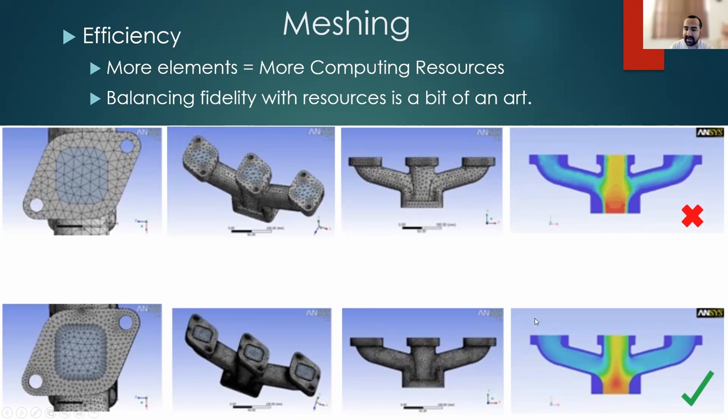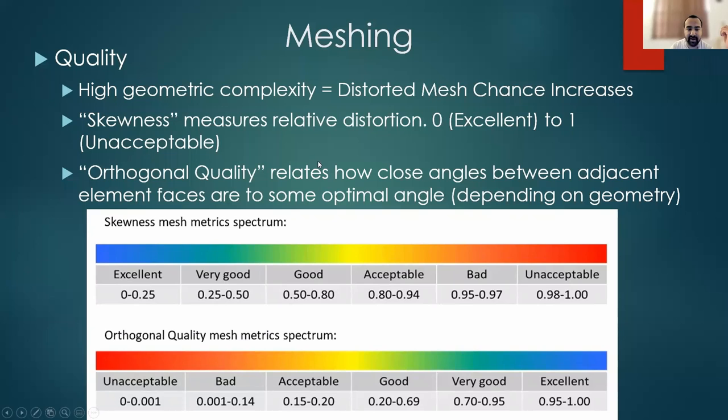So how do you determine whether or not your meshing quality is good or not? You have different aspects that you can check. One of them is what's called skewness, and what's called orthogonal quality. Skewness basically means how relatively distorted is that element from how it's usually supposed to be.